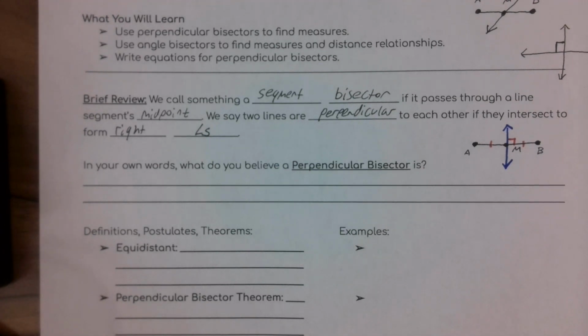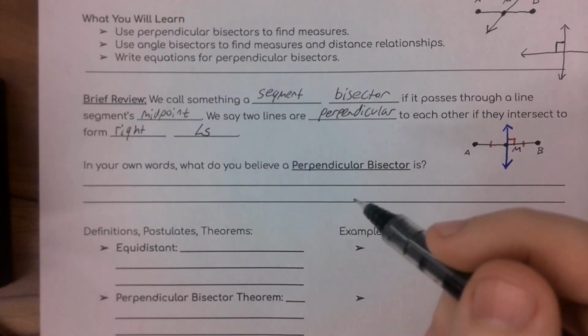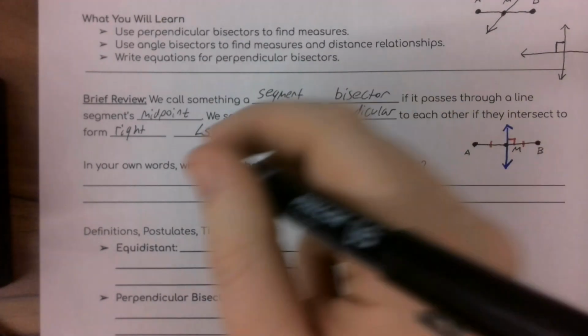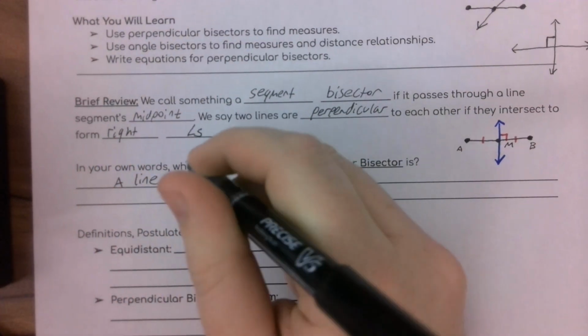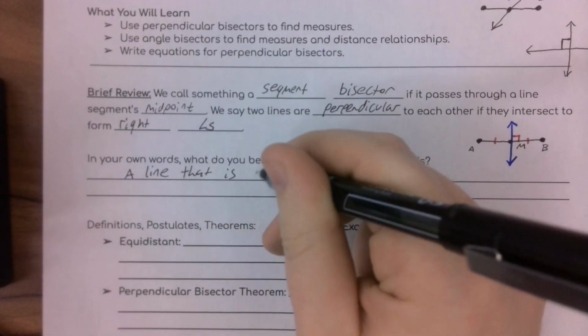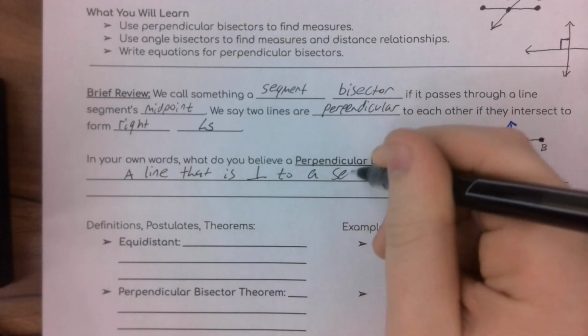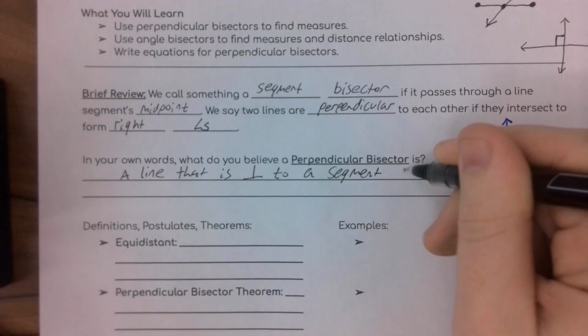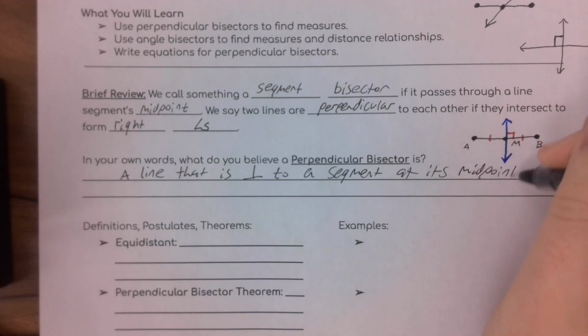As a more formal definition, it's actually going to look more like this. A perpendicular bisector is a line that is perpendicular to a segment at its midpoint. Bam.